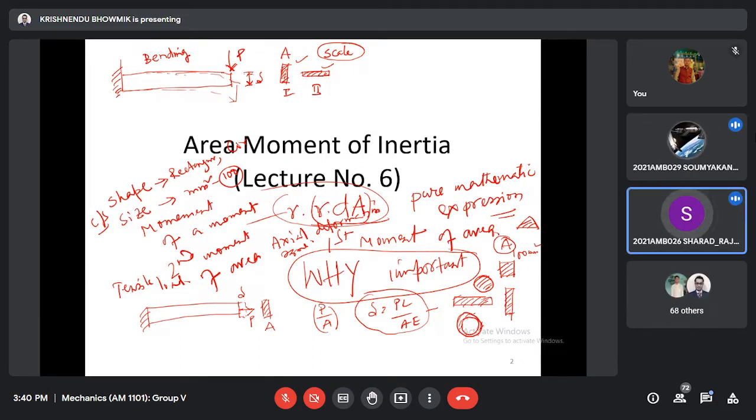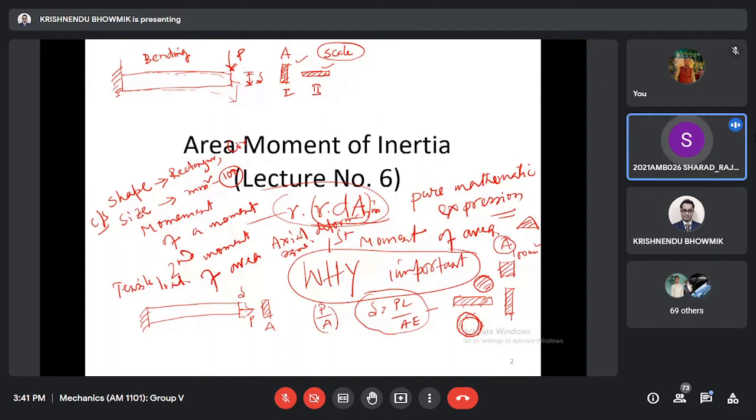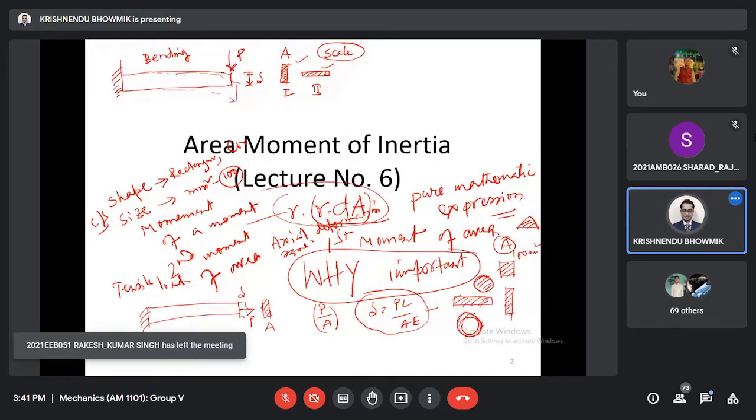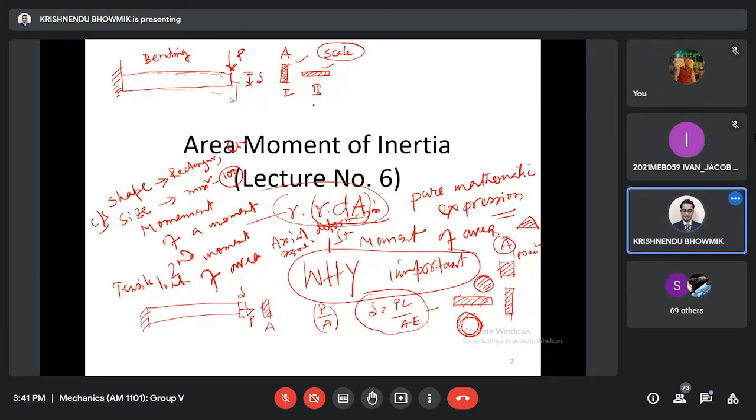Sir, axial deformation will be same. No, no, I am taking this deformation is vertical only, okay? Vertical only. No, sir, this will be different. So which case will have more displacement, one or two? Two. Second one. That means the second one.